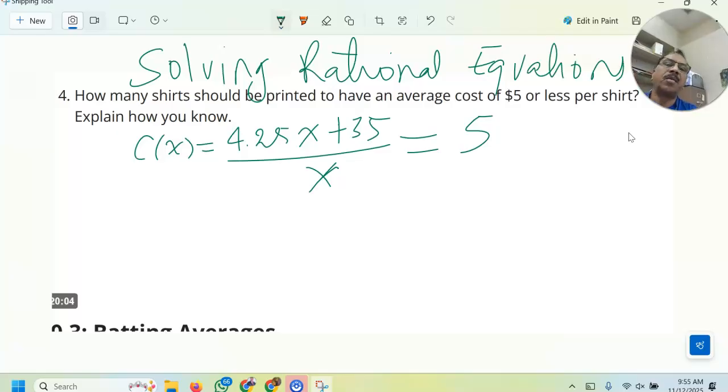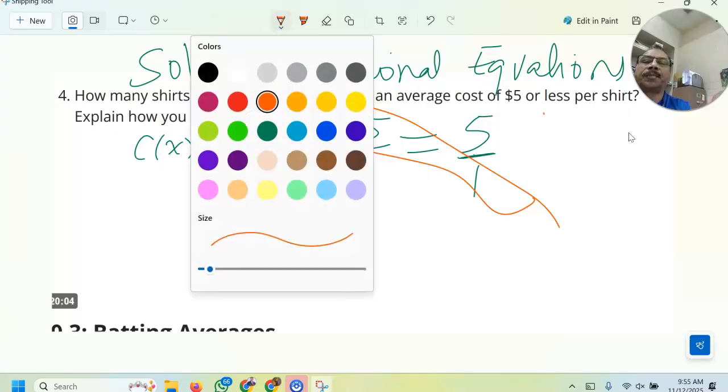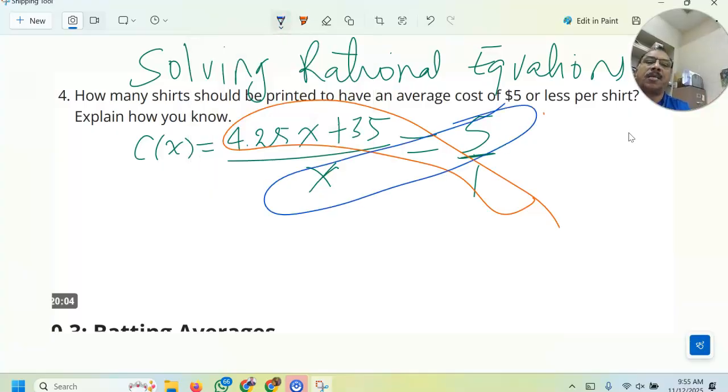Okay, so that means this is 5 over 1, so you can use a cross product here. So cross product these two, and you multiply the other one. See, so 1 times the whole thing will become 4.25x plus 35 equals 5x.